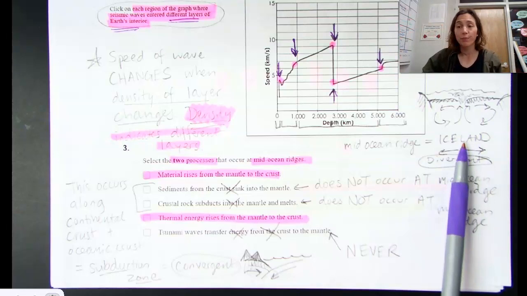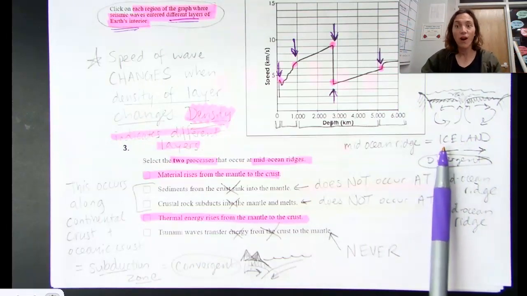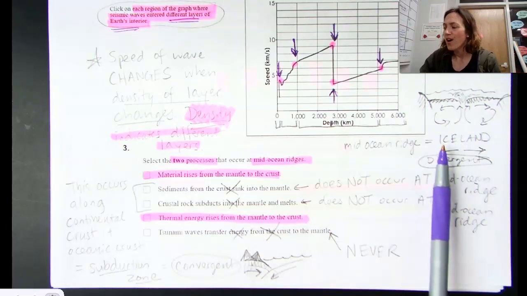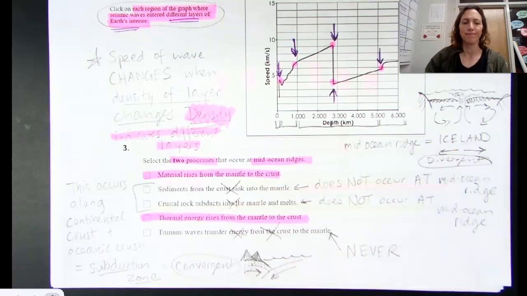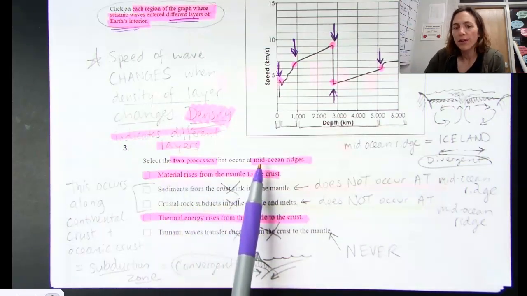Iceland is the only place above sea level that you can be and see and walk along a mid-ocean ridge, which is the mid-Atlantic ridge. Otherwise, they're all in the bottom of the ocean. And they're responsible for lots of cool stuff. So, 2 processes that occur at mid-ocean ridges.